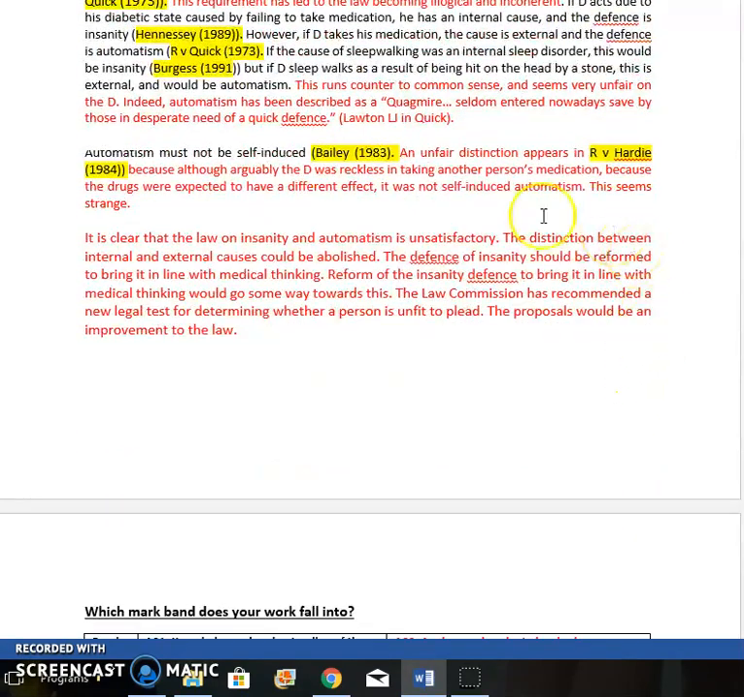So I'm wrapping it up now in my conclusion that it's clear that the law on insanity and automatism is unsatisfactory. The distinction between internal and external causes is the big problem. That should definitely be abolished. The defence of insanity should be reformed. It's bonkers that we're still using a case from the 1800s. We need to bring it in line with current medical thinking.